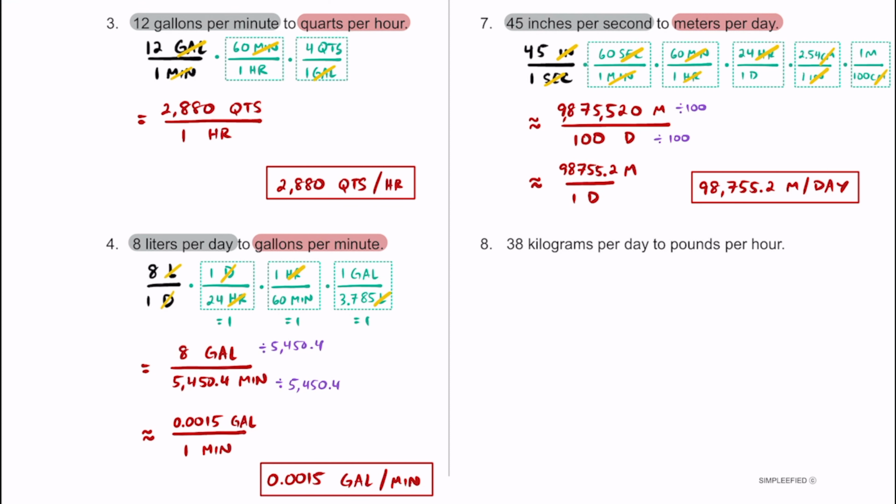So if something was moving at a rate of 45 inches per second, that would be equivalent to moving 98,755.2 meters per day, roughly.